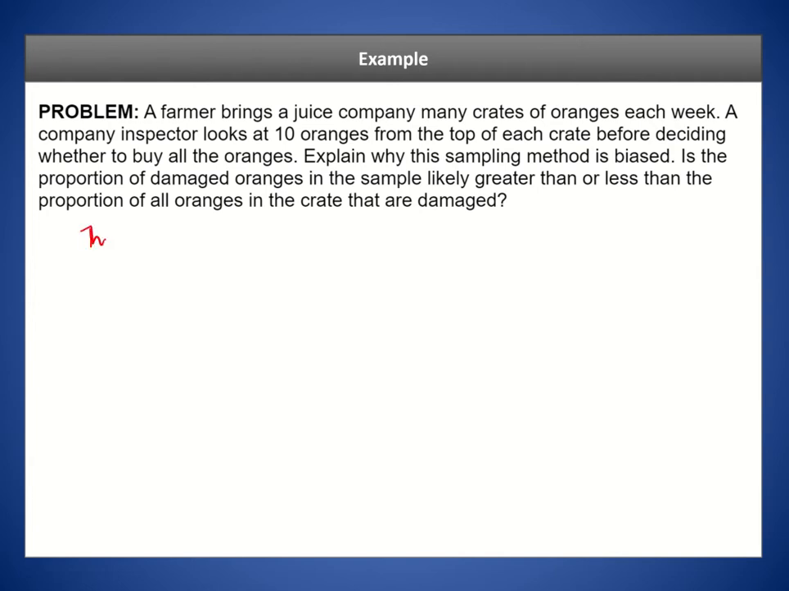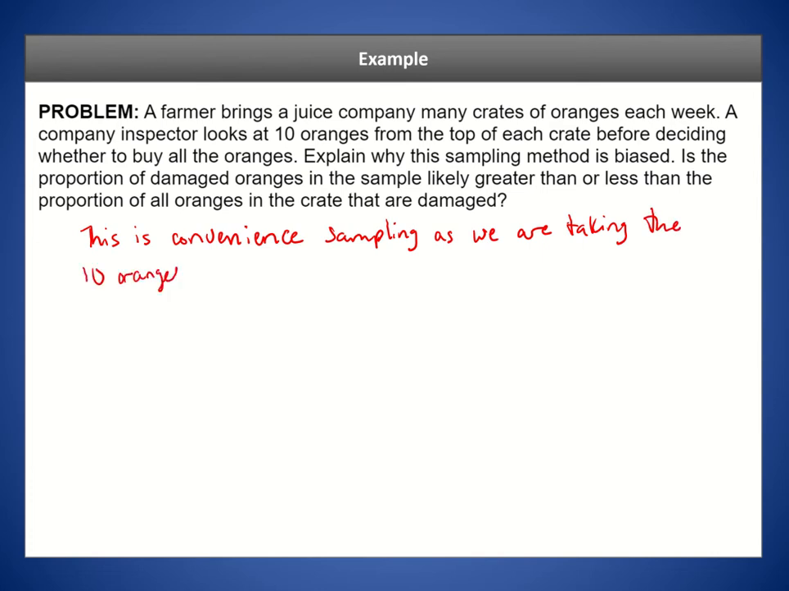So this is convenience sampling, as we are taking the 10 oranges that are easy to access. We're doing the ones on top, and that's easier to access. Now, there may be issues with that, right?